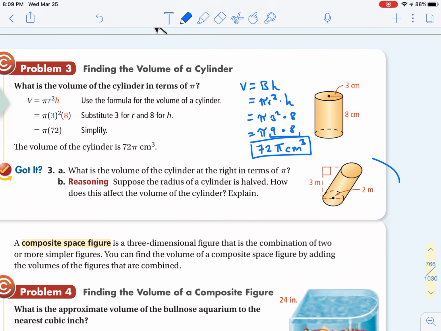Notice if we have something like that that's slanted, it's still the exact same equation. I won't get into it, but that's definitely the same equation.